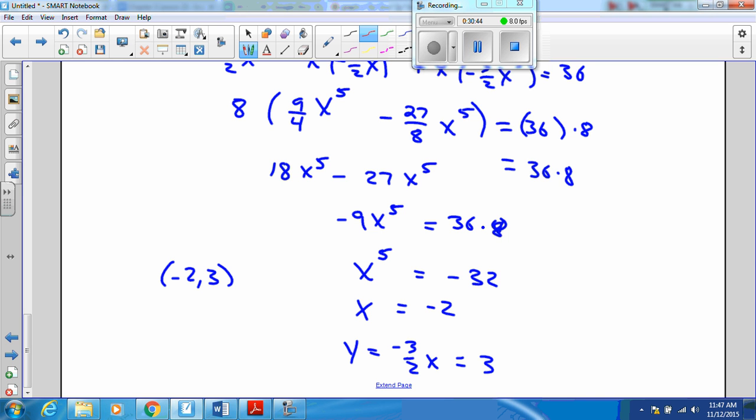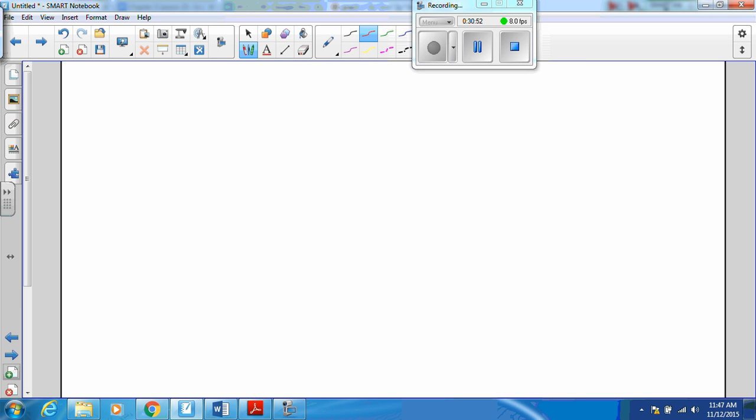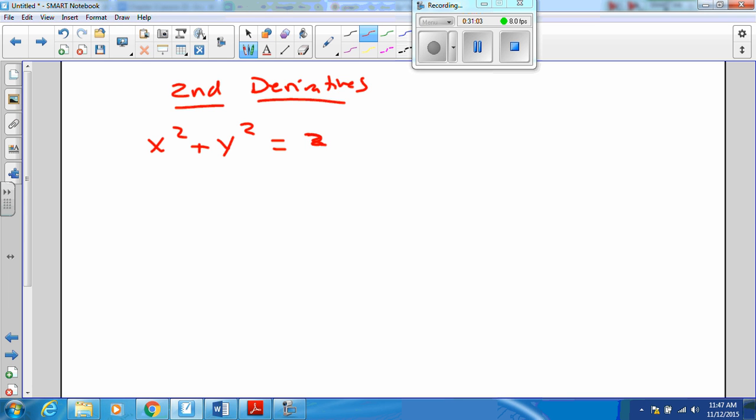I want to very quickly address something that shows up occasionally, and that is to find the second derivative of an implicit function. It's not hard, but if we go back to the first curve that we had the other day, x squared plus y squared equals 25, and we now ask this question, find the second derivative, then we're going to have to do it in stages. First, we're going to have to find dy/dx, and then we're going to have to find the derivative of that.